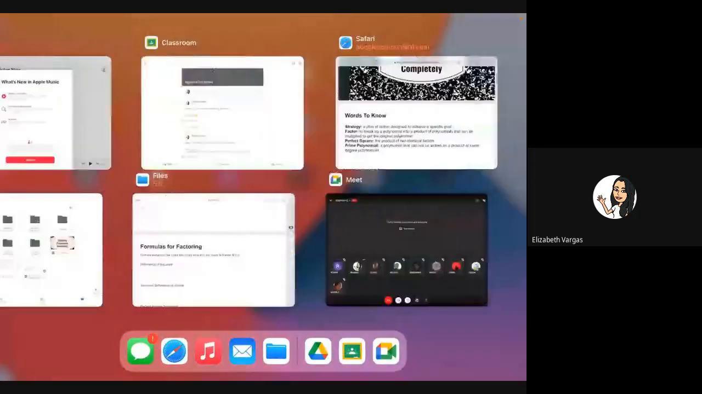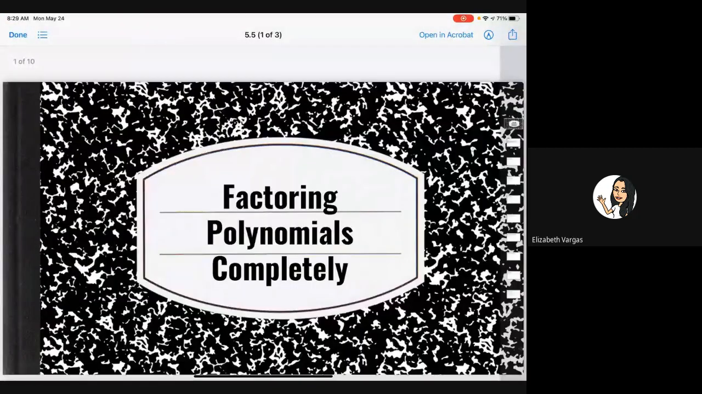That's what I'm looking for. Okay, so what we're going to look at today is how to factor polynomials completely. Basically, we're going to put together all these different ways that we've been able to factor polynomials. And in some instances, we're going to complete multiple steps in order to ensure that we get the very simplest form of that polynomial.